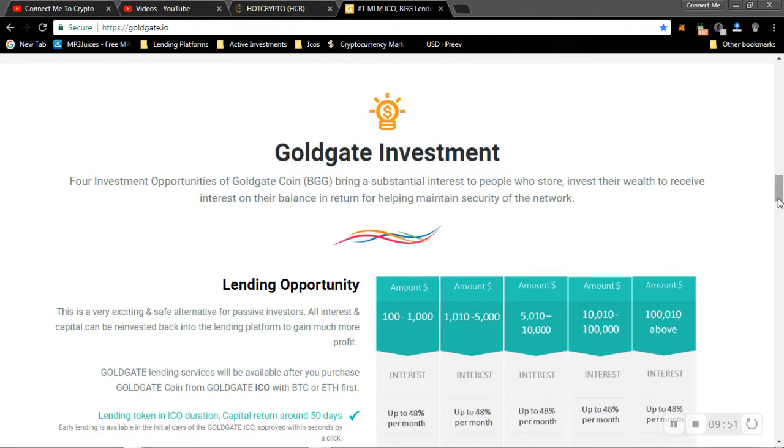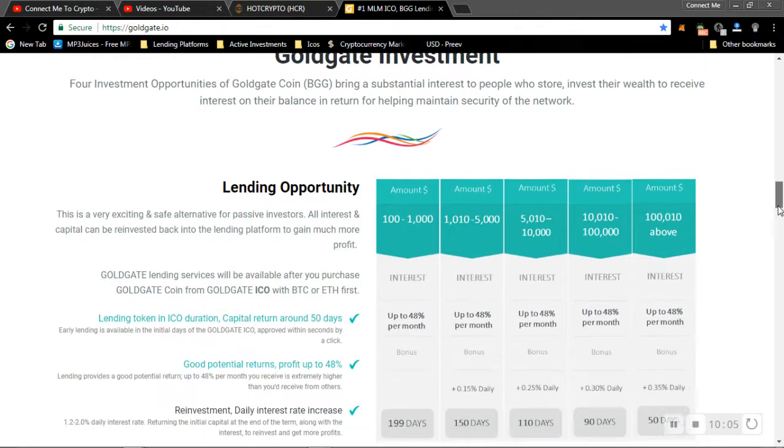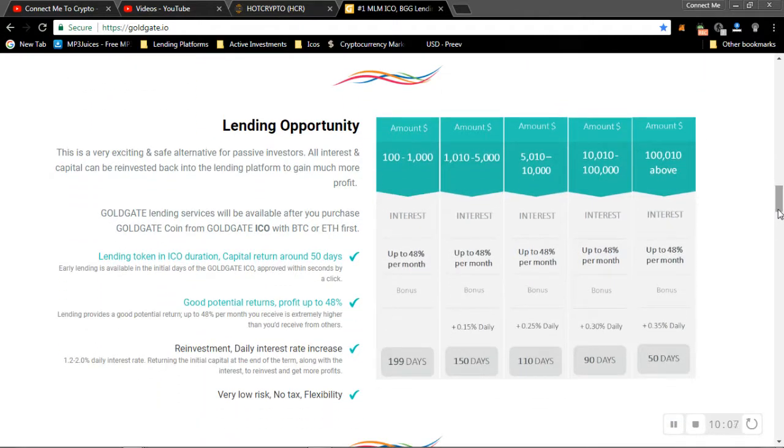So Goldgate Investment. Four investment opportunities of Goldgate Coin bring a substantial interest to people who store and invest their wealth to receive interest on their balance in return for helping maintain security of the network. So they're lending opportunities. This is a very exciting and safe alternative for passive investors. That's what I am.